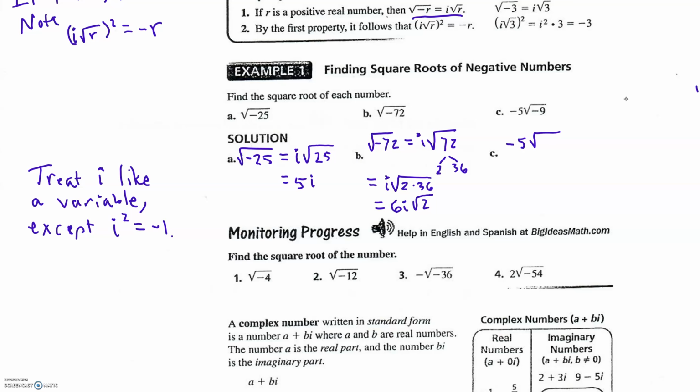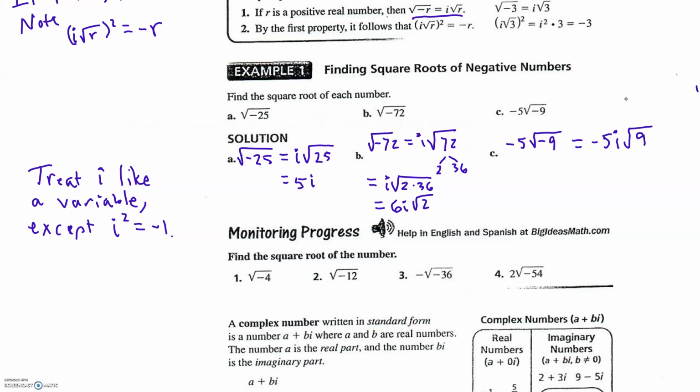Okay, part C, negative 5 times the square root of negative 9. So with this one, the negative that's under the radical is going to come out as an i. Notice I'm not doing a negative times a negative and turning it into a positive. That's not what's happening here. Negative comes out of the radical as an i.